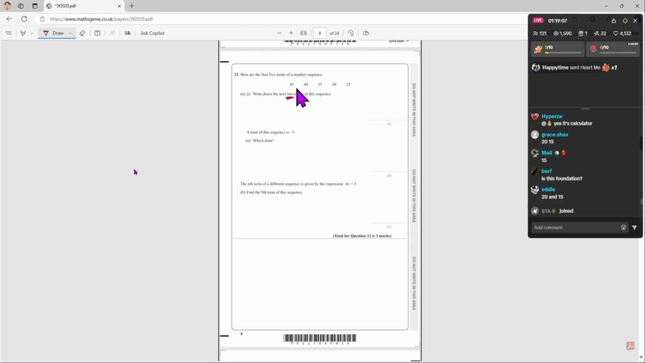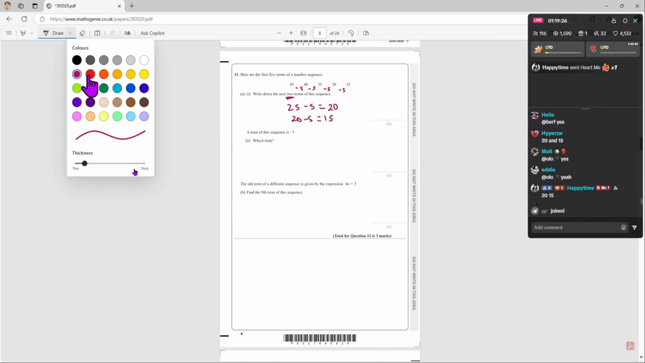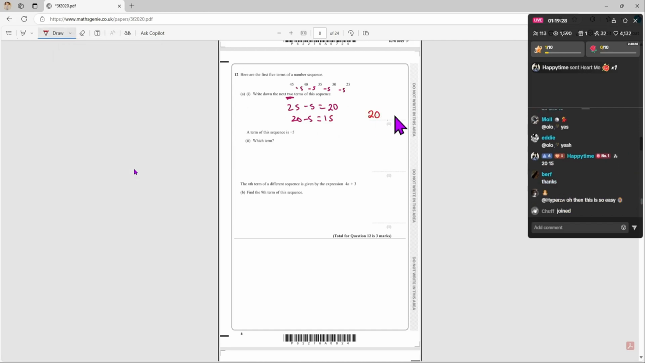So as you can see, we are subtracting 5 each time in the sequence. So our next number is going to be 25 minus 5, which is going to be 20. And then the second term is going to be 20 minus 5, which will be 15. So our next terms are 20 and 15. Okay? Super, super easy.